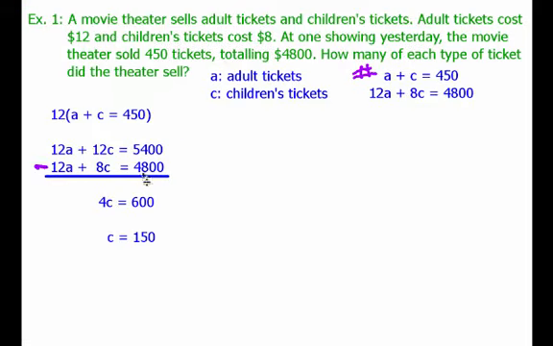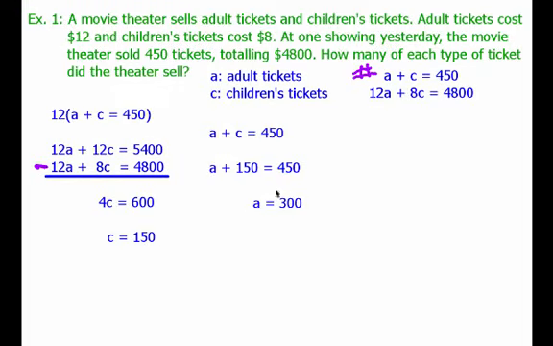So now I need to figure out how many adult tickets they sold. Well, if I go back to my original equations, I know that the number of adults plus the number of children equals 450. I know the number of children is 150. Subtract 150 from both sides, and I get A equals 300. So right now we're saying that the movie theater sold 300 adult tickets and 150 children's tickets.